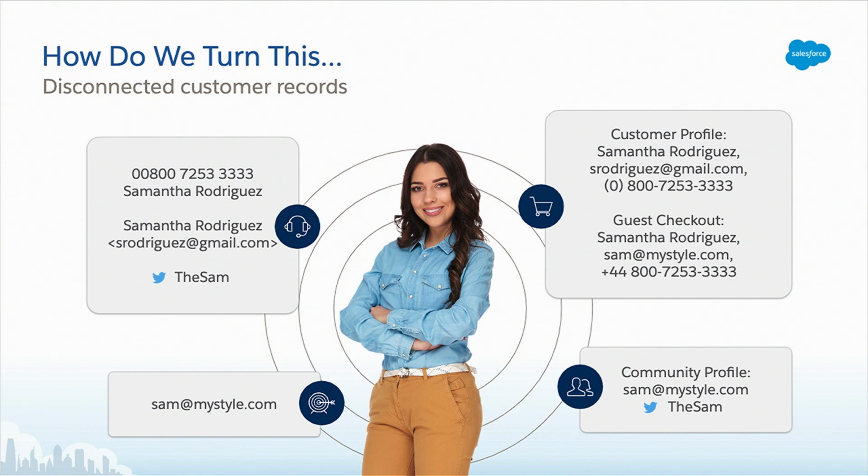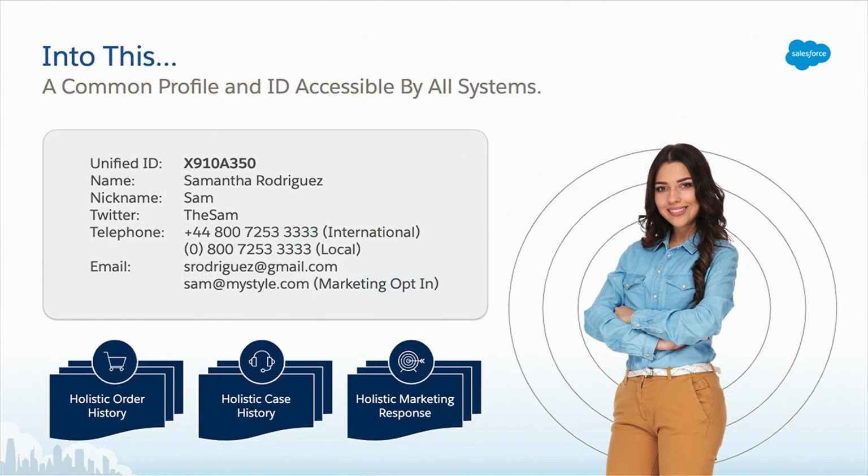And so what we need to do is take all of these disconnected customer records and really turn it into something that is more useful and more actionable. We need to know that all of these different email addresses and phone numbers and support cases all represent one human being. Because ultimately it's the human being we want to be marketing to, the human being we want to be connecting to from a service perspective.